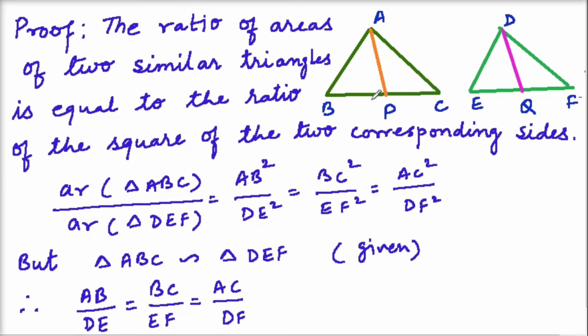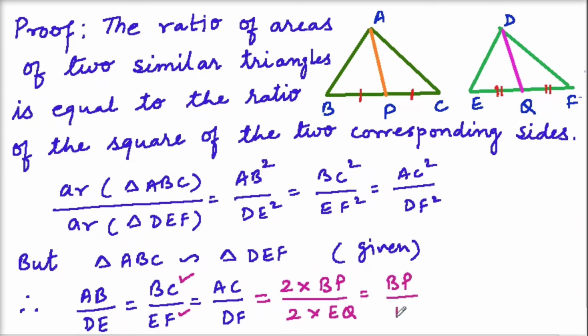Since AP is the median, this AP will divide BC into two equal parts. Similarly, DQ is the median, so that will also divide EF into two equal parts. Now, in place of BC, we can write 2 times BP, and in place of EF, we can write 2 times EQ. This also can be written as BP upon EQ.